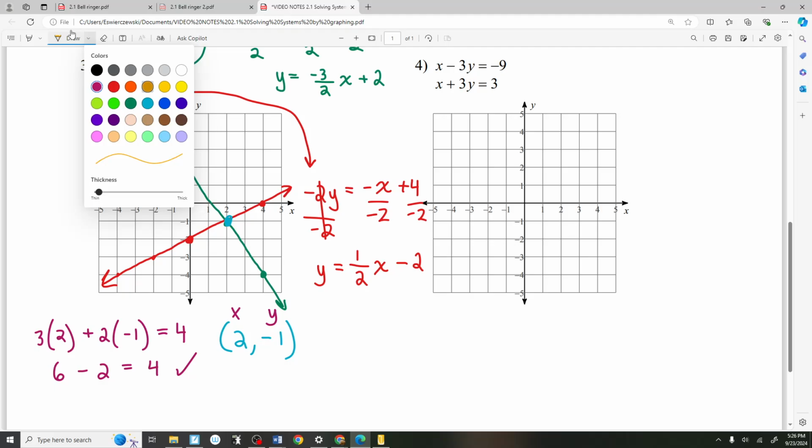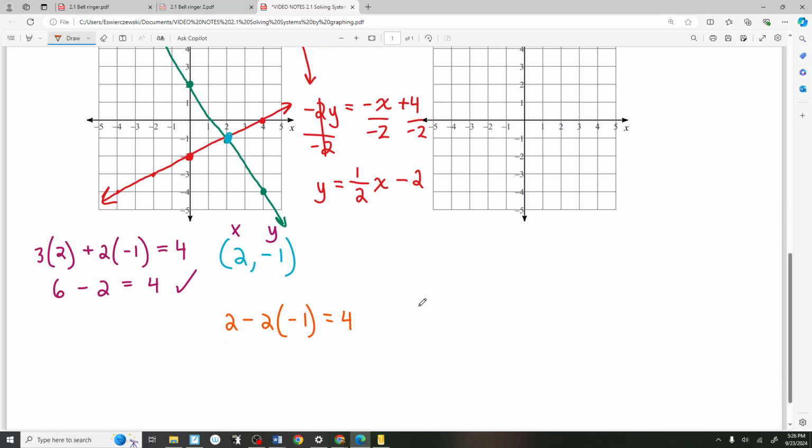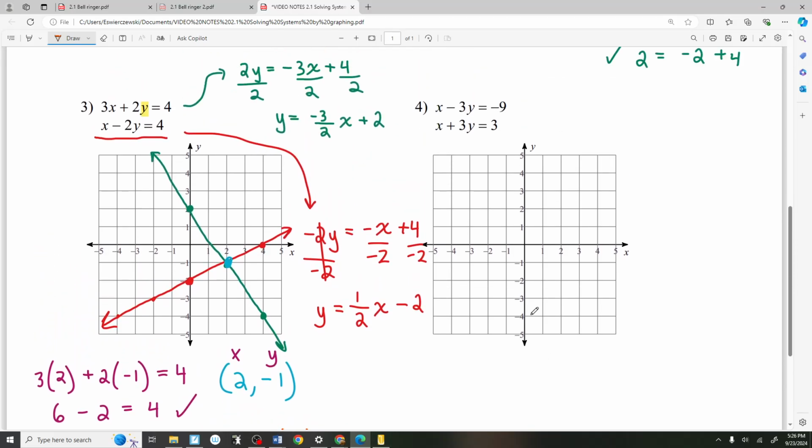And then we can check the other one. Let me maybe pick this color. So I'm going to plug in 2 for x, minus 2 times y. I'm going to plug in negative 1 for y, and it equals 4. And let's quickly confirm this. So we get a 2. Negative 2 times negative 1 is positive 2. And that is confirmed. 2 plus 2 is 4. And we're done.